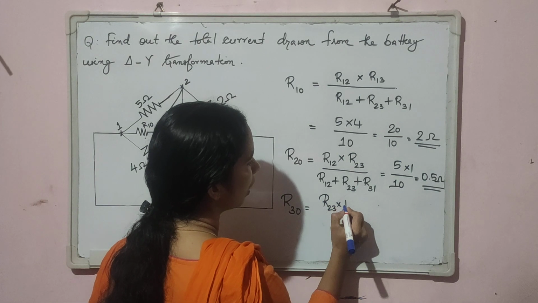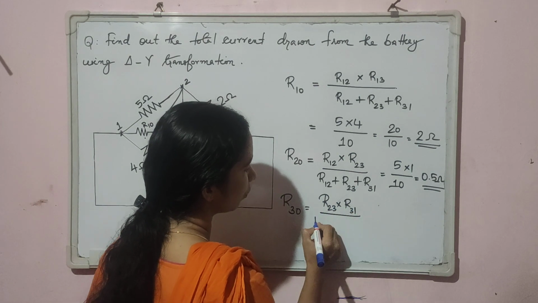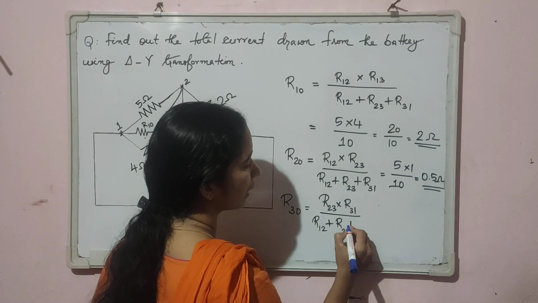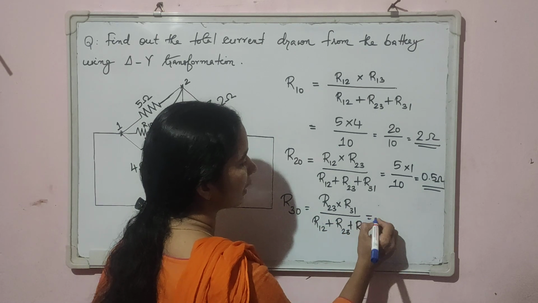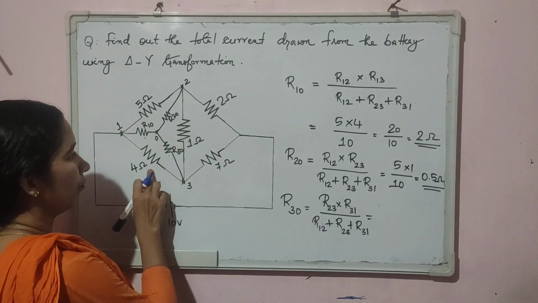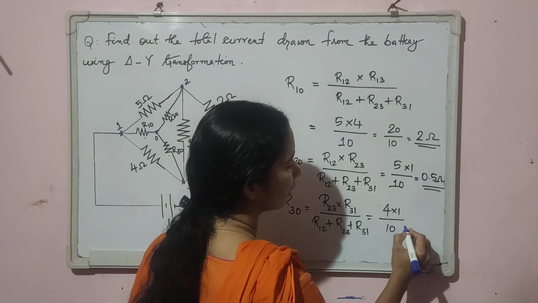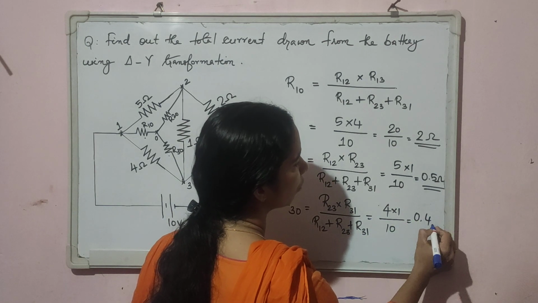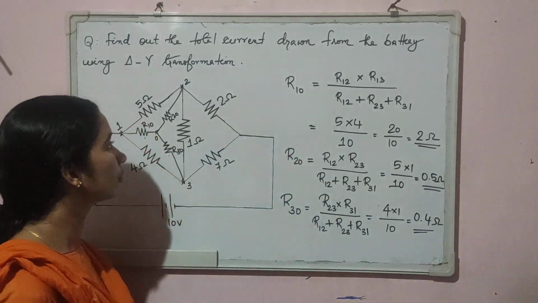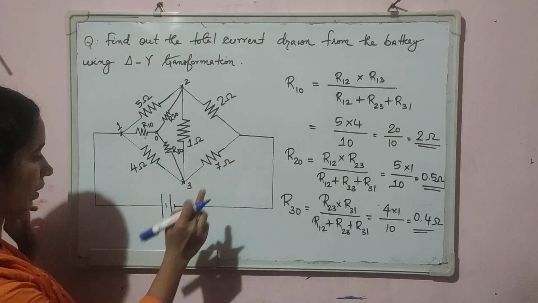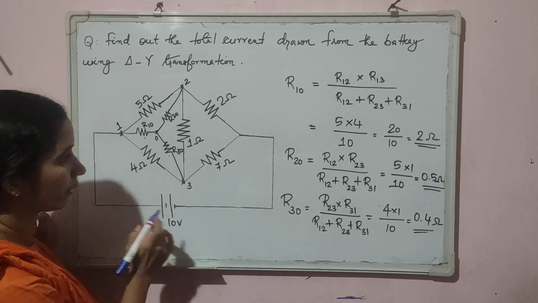R23 into R31 divided by the sum of all the resistors of the delta, R12 plus R23 plus R31, which is equal to 4 into 1 divided by 10, which is equal to 0.4 ohm. So we have got the 3 equivalent star resistors. I am going to note down these values here.